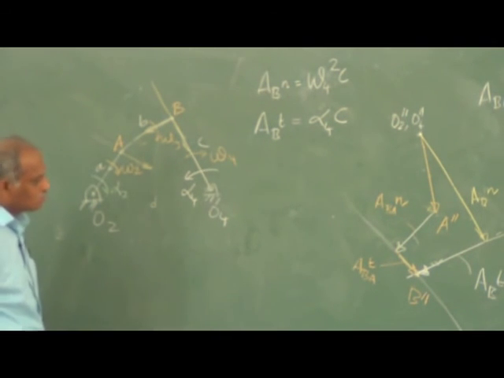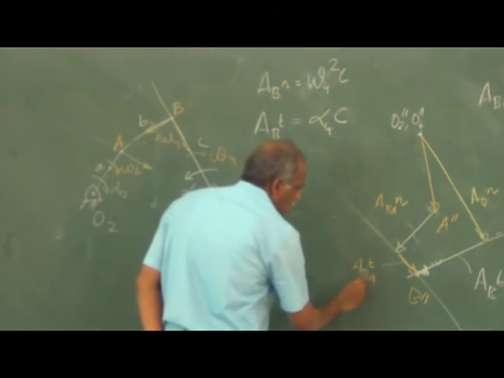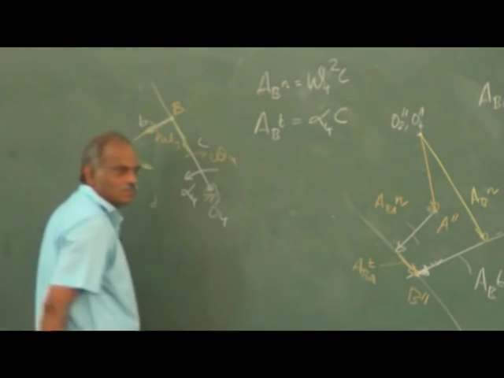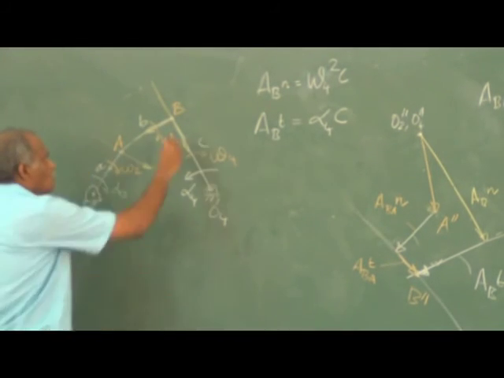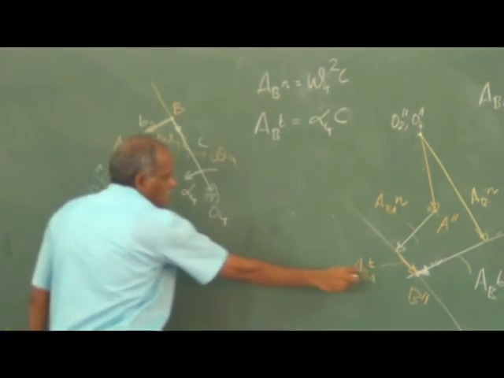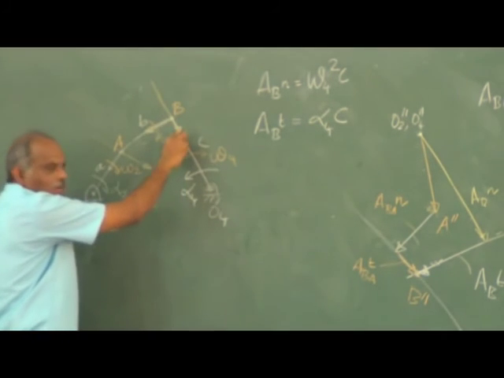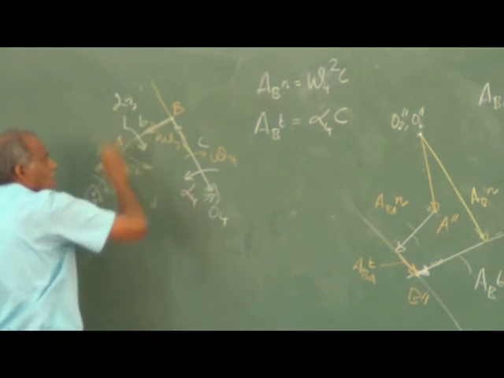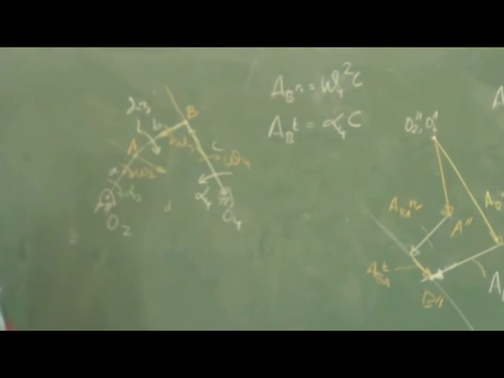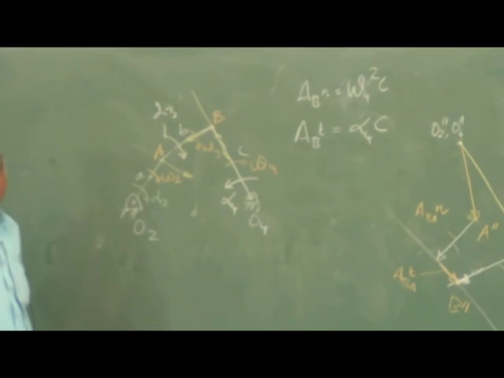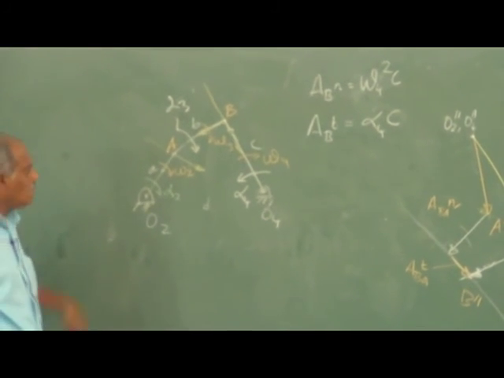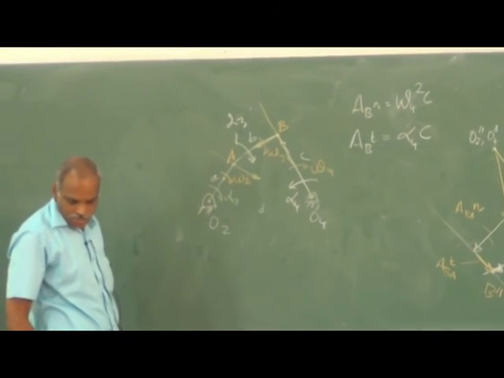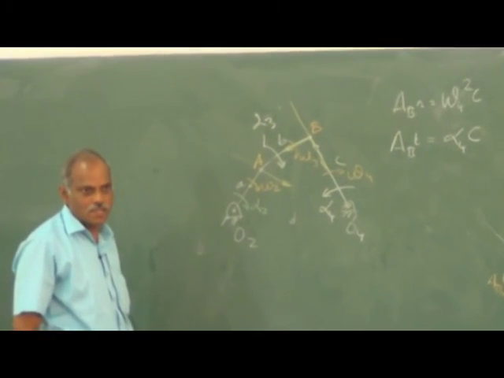Now what about the B with respect to A tangential, alpha 3? So this is the direction. So this will be the direction of the tangential component. Therefore, my alpha 3 will be like this. So alpha 3 and alpha 4, direction and magnitude, you can find out. That is what is sought from doing the acceleration analysis.